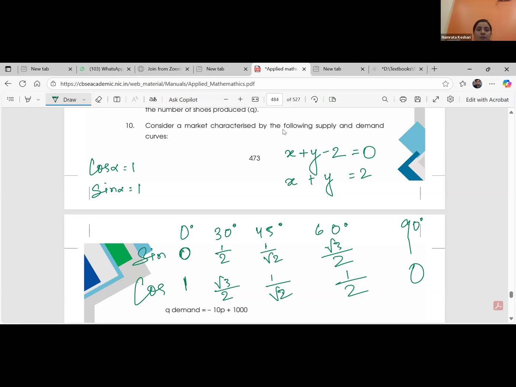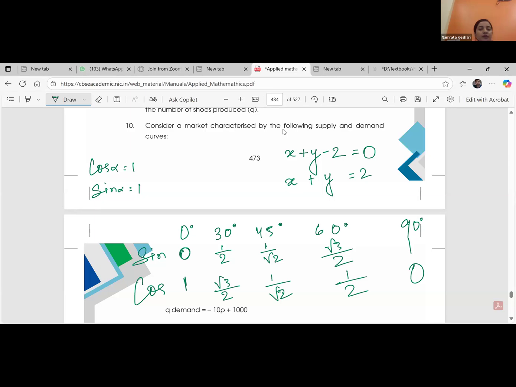Is that possible? When one is giving 1, the other is giving 0. When sine is giving 0, cos is 1. When cos is 0, sine is 1. Together, are they giving 1 for the same angle? Is it making sense what I am talking about?